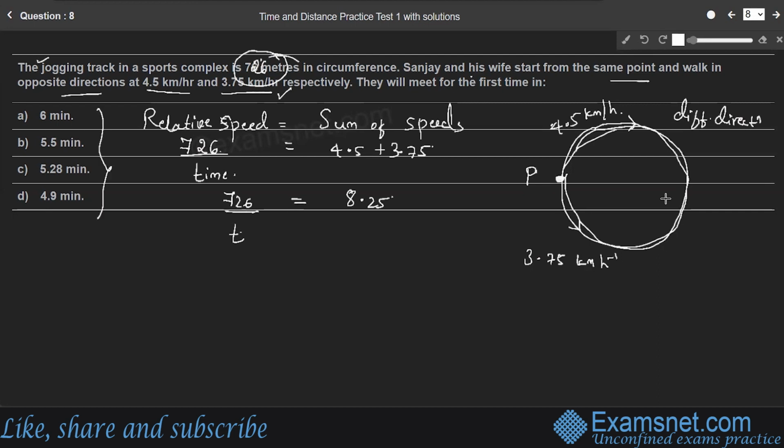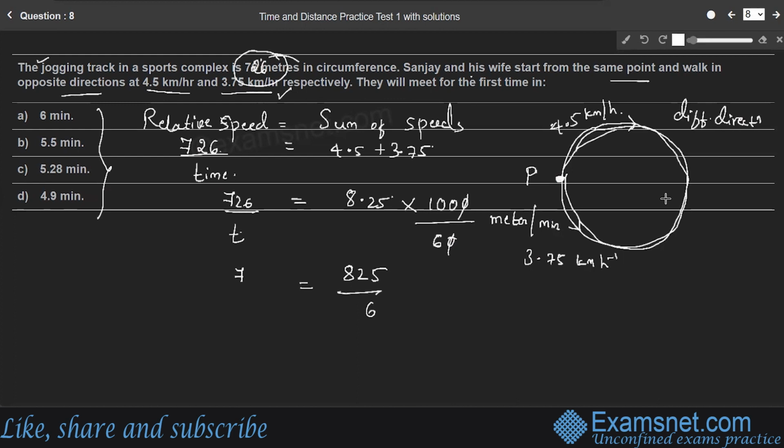So look at the options. The options are in terms of minutes, right? So it is better to convert kilometer per hour into meter per minute. So 8.25 kilometer into 1000 meters per hour, and 1 hour means 60 minutes, so divide by 60, which is in terms of meters per minute. Simplify it, cancel 0 and 0, so it becomes 825 by 6.